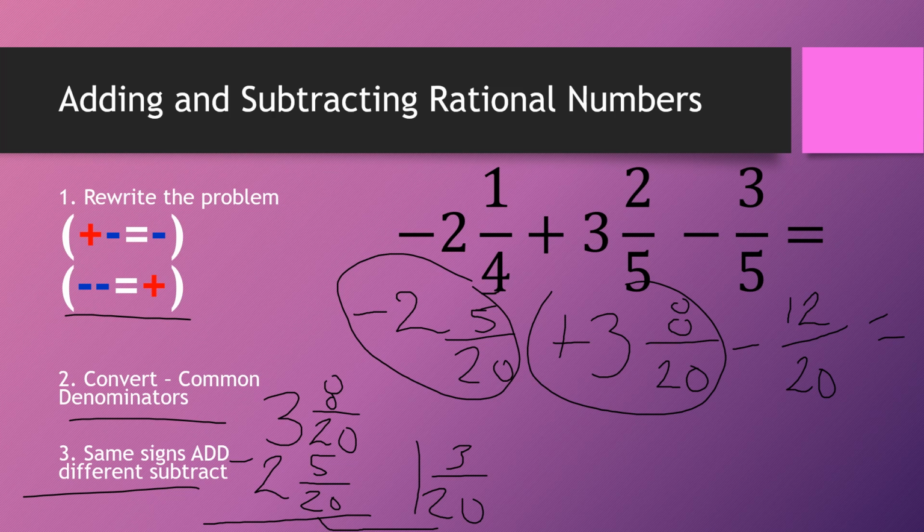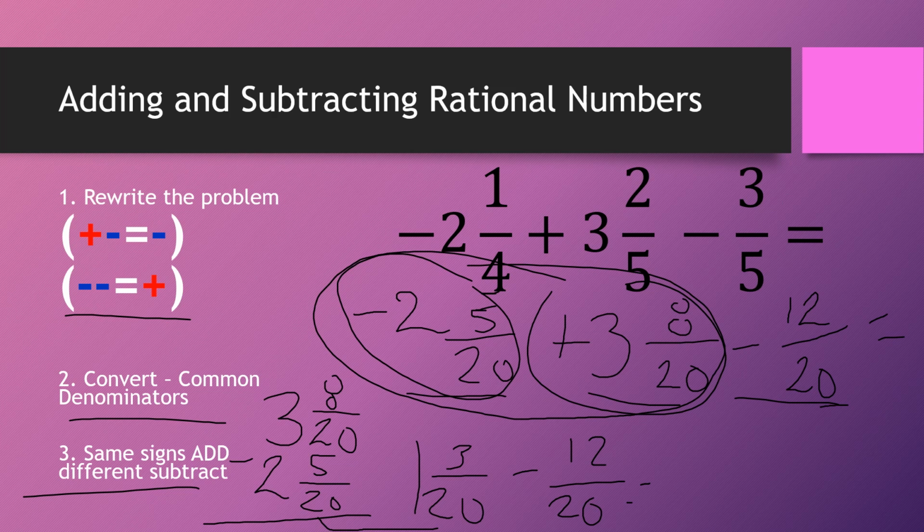Now, is my answer going to be positive or negative? It's definitely going to be positive. So my answer is 1 and 3/20. However, I'm not done because I still have to subtract 12/20 from that to give me my final answer. So now I have this equals 1 3/20 minus 12/20. So if I have 1 3/20, I'm going to go ahead and rewrite it and line it up, minus 12/20.